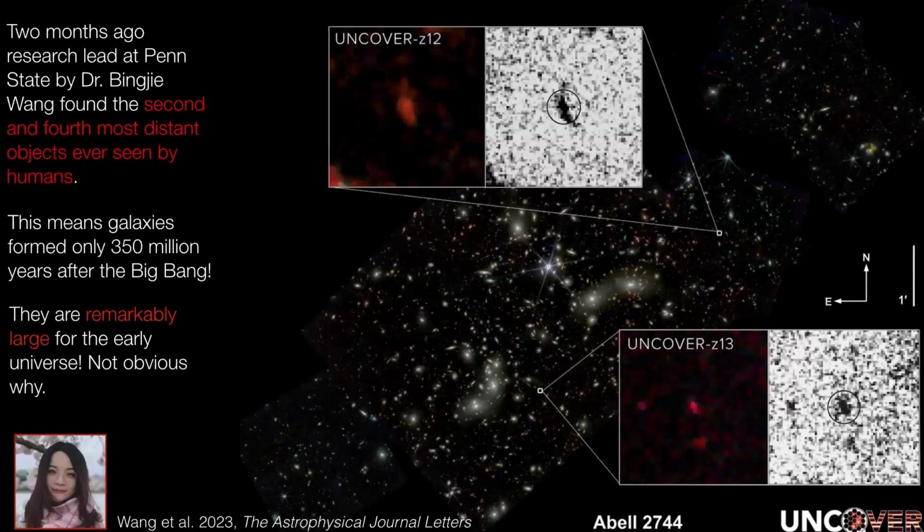One of the most recent ones, two months ago, was research led by Dr. Bingjie Wang here at Penn State, an astronomy and astrophysics department member. She works in my research group. We found two of the most distant galaxies ever seen, about 350 million years after the Big Bang. Here they are, UNCOVER-z12 and UNCOVER-z13. And they're actually not little red dots. They have some structure. They look like peanuts or something. They're elongated, and they are remarkably large for the early universe. This was very surprising. We're still not quite sure why.